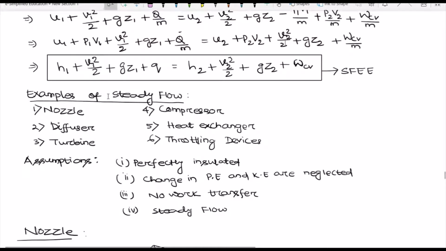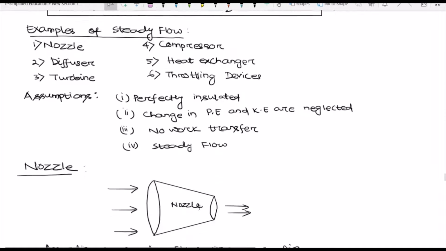Next, coming to the examples of steady flow, the applications of the steady flow energy equation. What are those mechanical devices? One is the nozzle, compressor, diffuser, heat exchanger, turbine, and throttling devices. We will discuss them one by one. The assumptions made for these mechanical devices in the steady flow energy analysis are a perfectly insulated chamber, change in potential energy and kinetic energy neglected, no work transfer, and finally steady flow.